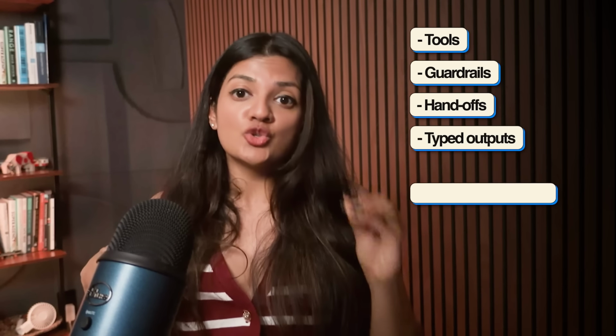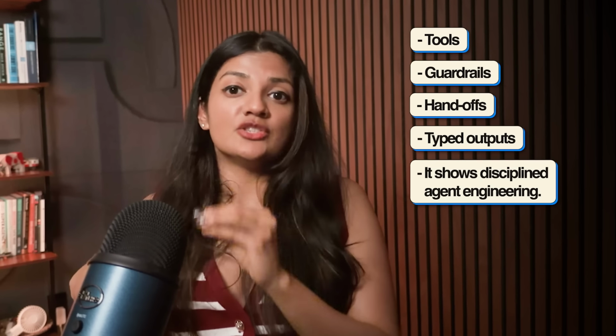And then there's the OpenAI Agents SDK. Even if you're not building exclusively on OpenAI, this SDK is worth studying because it is a master class in clean agent architecture. Tools, guardrails, handoffs, typed outputs. It shows you what disciplined agent engineering looks like. The key takeaway here is, start with LangChain to learn the basics, then graduate to LangGraph when you need durability and control, and study the OpenAI Agents SDK to internalize good architectural patterns.